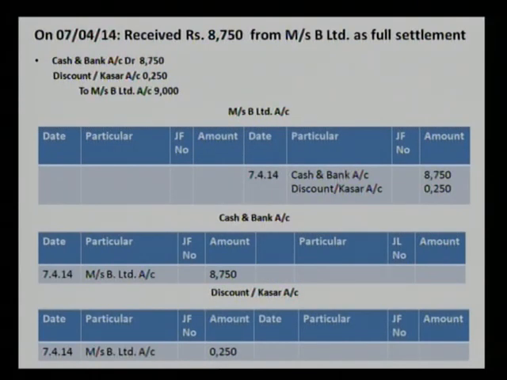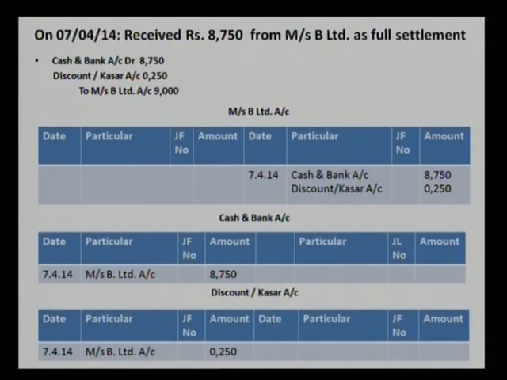Now transaction number 7. On 7th April 2014, we have received 8,750 from Messrs B Limited as full settlement of the outstanding receivables of rupees 9,000. So the difference of these two will be considered as the discount allowed or the Kasar. That will be considered the expenditure or the loss for the business, and the accountant has passed the entry.